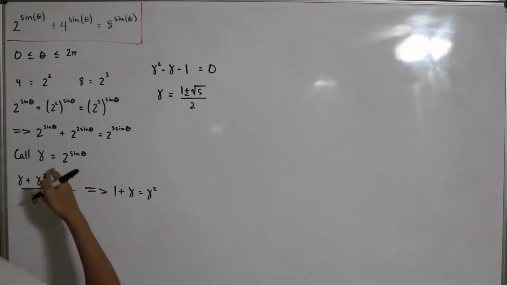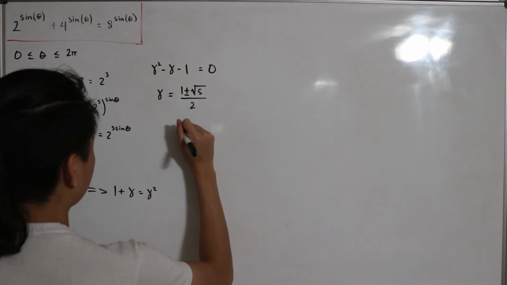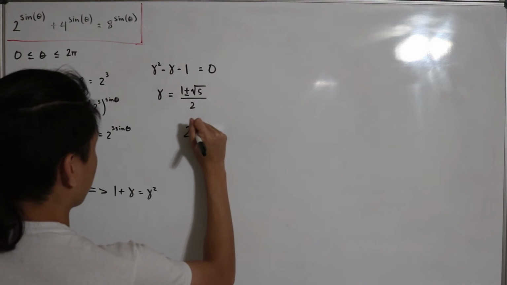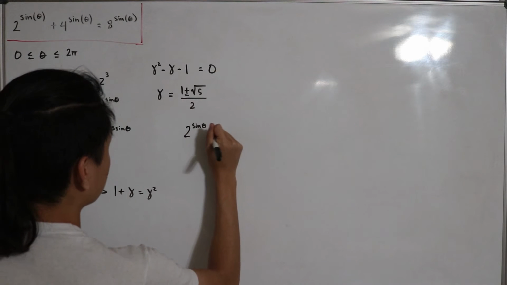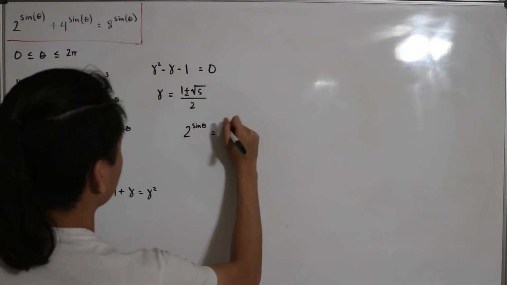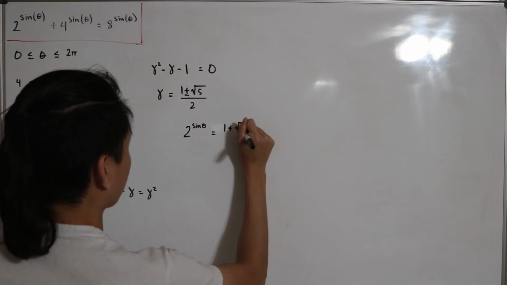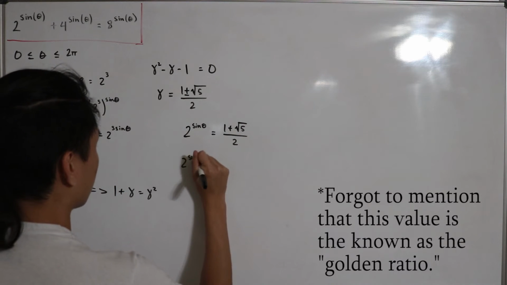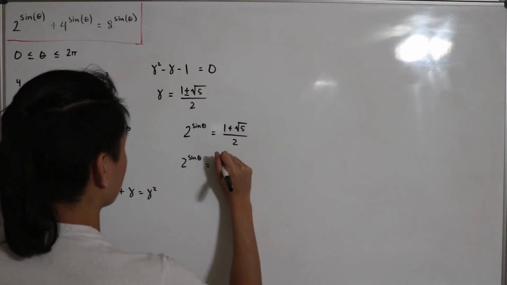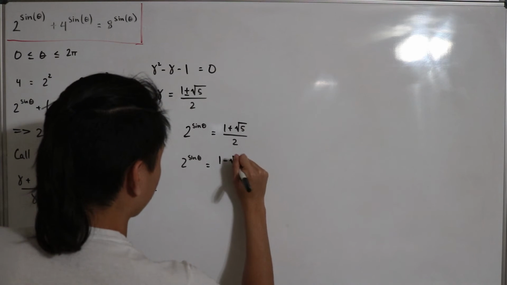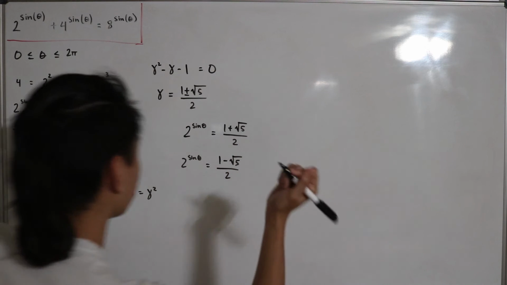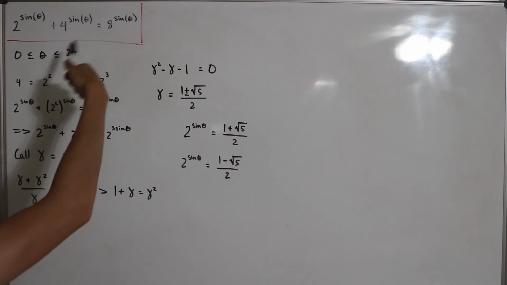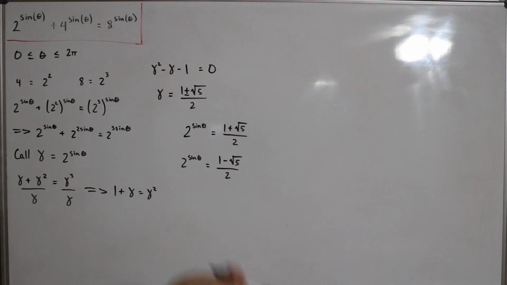I'll replace gamma back with 2 to the power sine theta. So we have 2 to the sine theta equal to, we'll set one of the values, 1 plus the square root of 5 divided by 2, and the other, 2 to the sine theta, is also equal to 1 minus the square root of 5 divided by 2. The goal here is that we want to find our values of theta, correct?